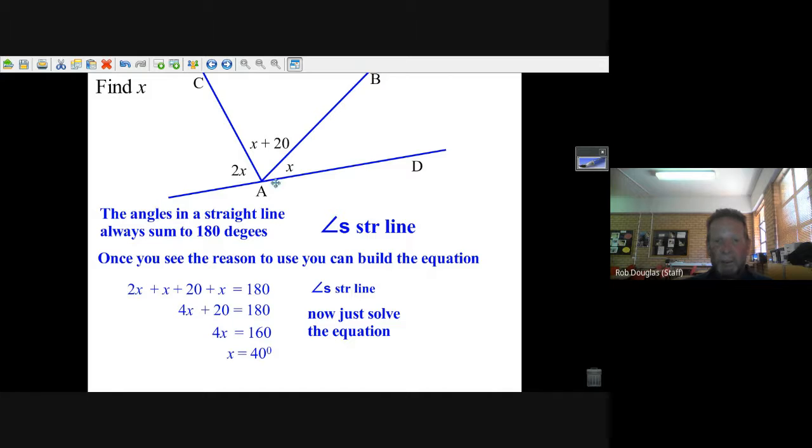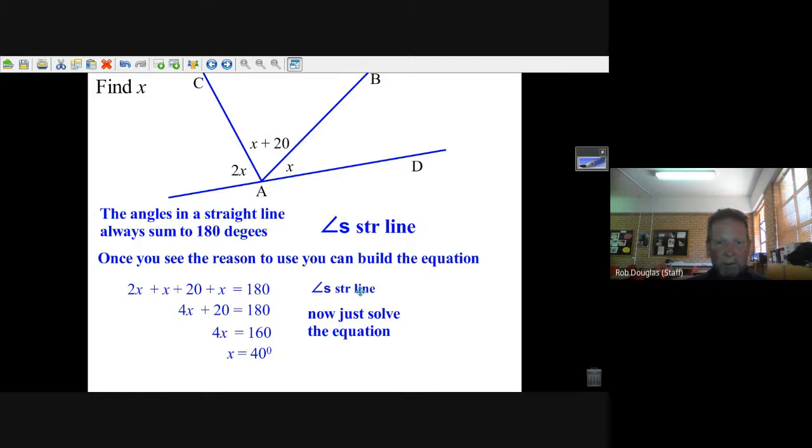We're told that this is a straight line here from A to D, and I should have put another letter there. And then we just start thinking, oh, these angles together, they form a straight line. Just like the angle in a protractor, they add up to 180 degrees. Angles on a straight line. That's the reason we're going to use. So once you've seen the reason, you just write it down.